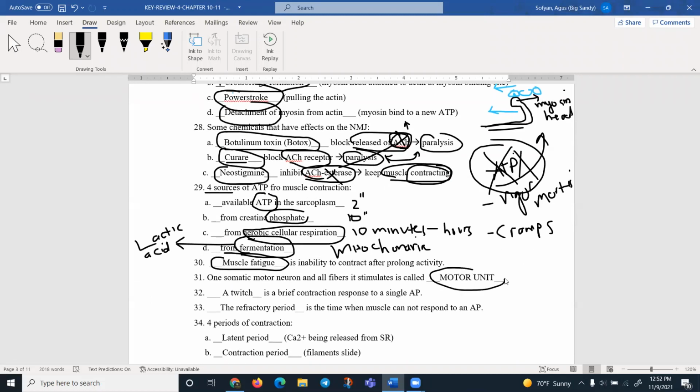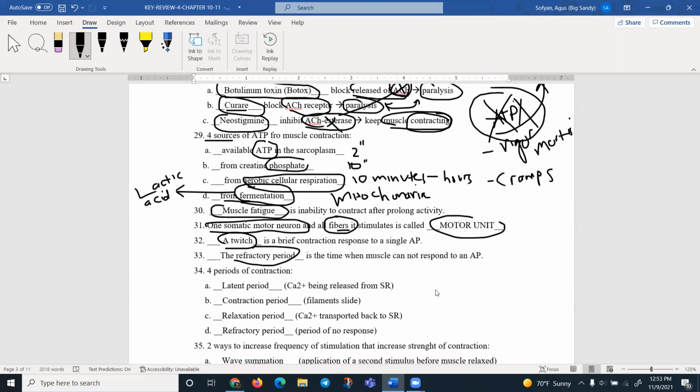The motor unit is actually one somatic motor neuron plus all the muscle fibers that it innervates. So one motor unit is one somatic motor neuron and all the fibers that it innervates. A twitch is a brief contraction from a single action potential, and usually it is not meaningful. It's just twitching. The refractory period is the time when the muscle will not respond to any action potential.